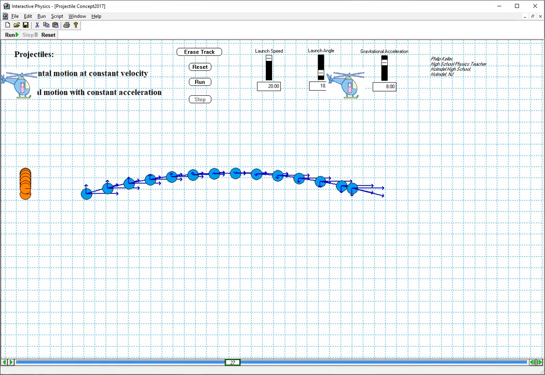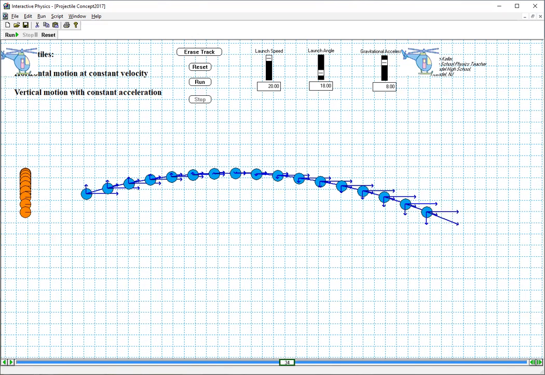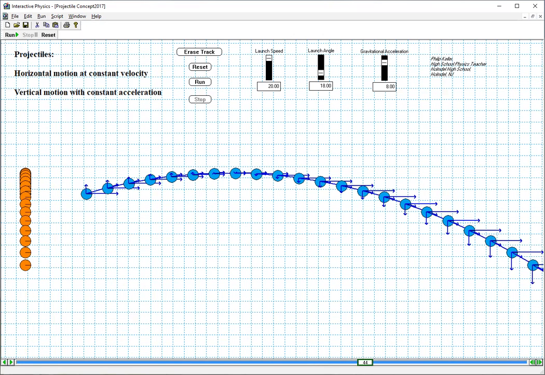But during the entire motion, the blue projectile also continues with the horizontal velocity of the helicopter that dropped it. Even when the helicopters are out of the screen, the diagram tells the whole story.